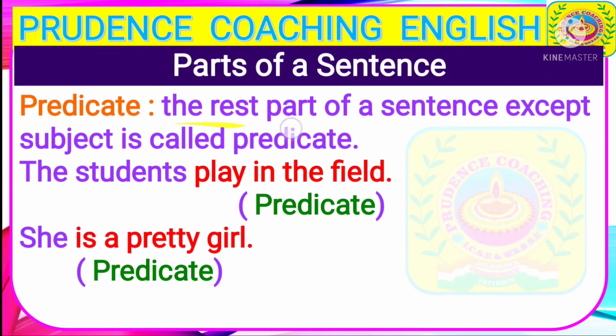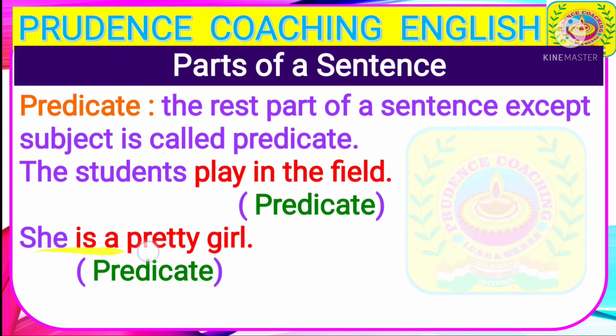Predicate. The rest part of a sentence except subject is called predicate. That means except subject, whatever things are there in the sentence is known as predicate. For example, the students play in the field. Here we have already discussed that the students is the subject. Rest everything is the predicate.